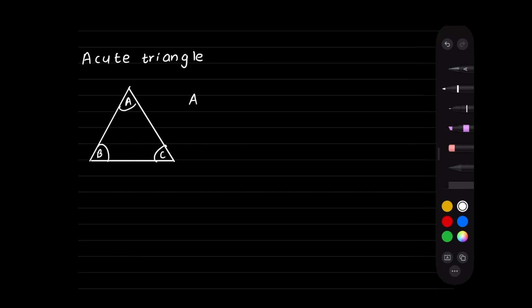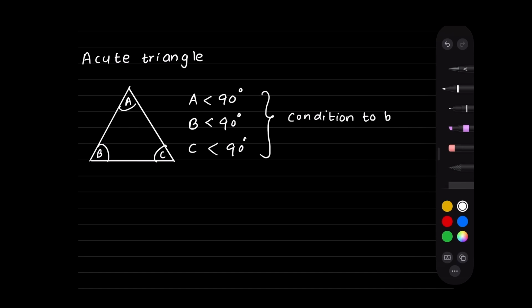Here all three interior angles of an acute triangle are less than 90 degrees. So let us say the angles of the triangle are A, B, C. Then the condition for the triangle to be an acute triangle is that all of A, B, C should be less than 90 degrees.